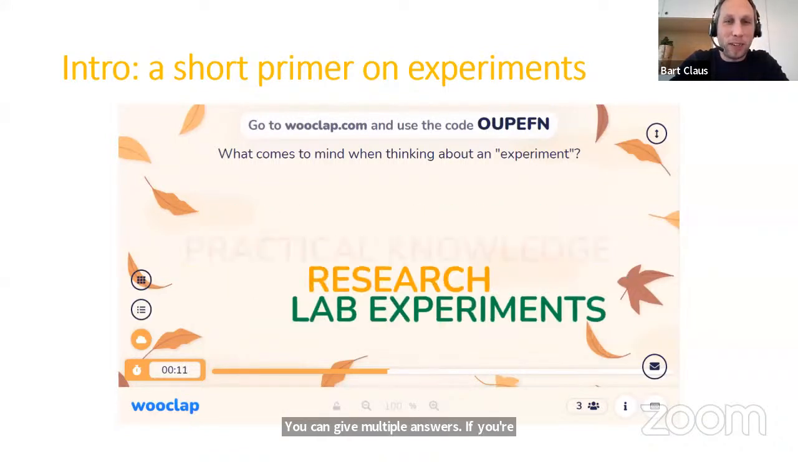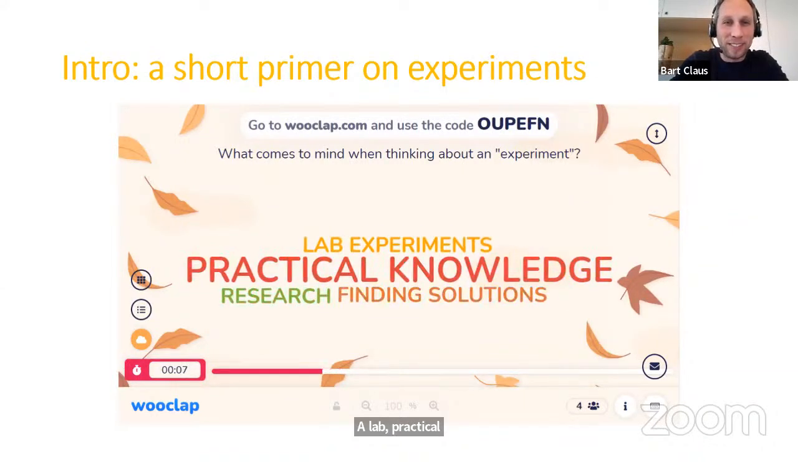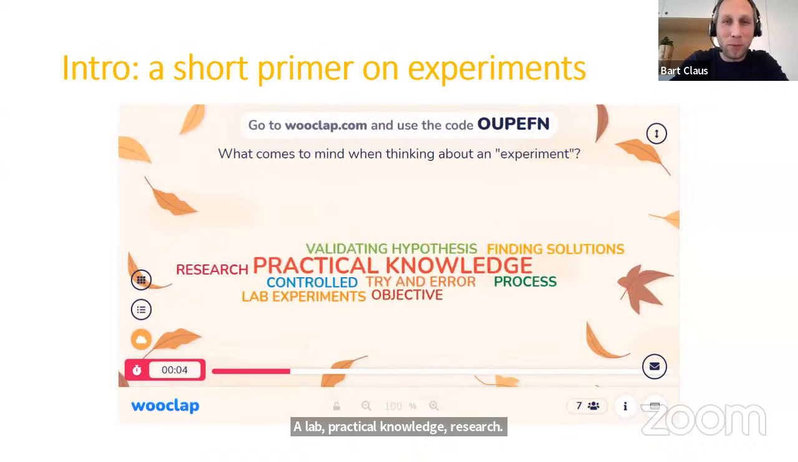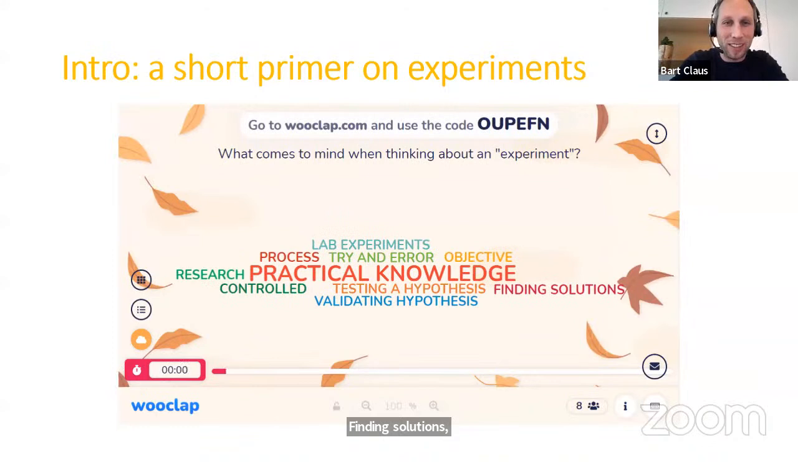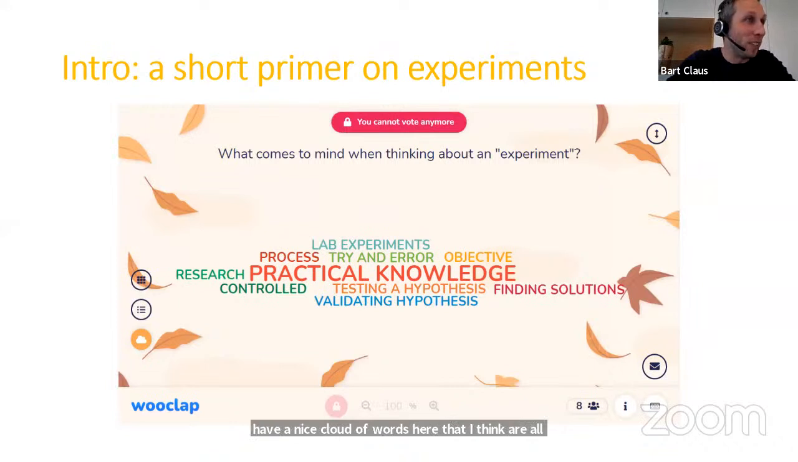A lab, practical knowledge, research, finding solutions, hypotheses, yeah. Objective, okay. Controlled, very good. Yeah. Okay, so the vote closed. We have a nice cloud of words here that I think are all very relevant. Trial and error, a process, objective, indeed. Well, that's at least the goal, right? To come with objective knowledge.